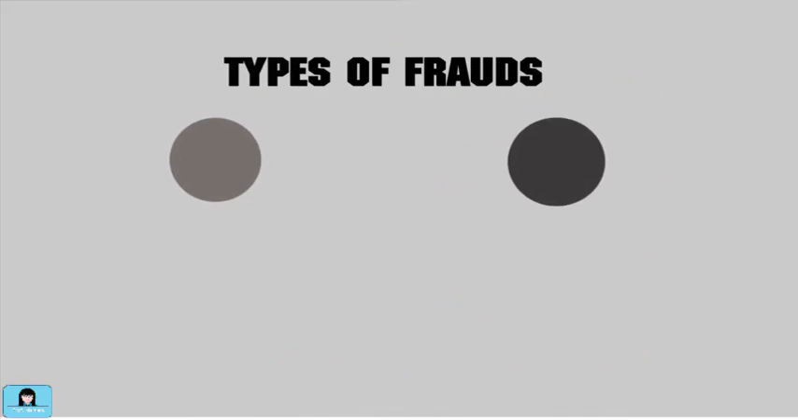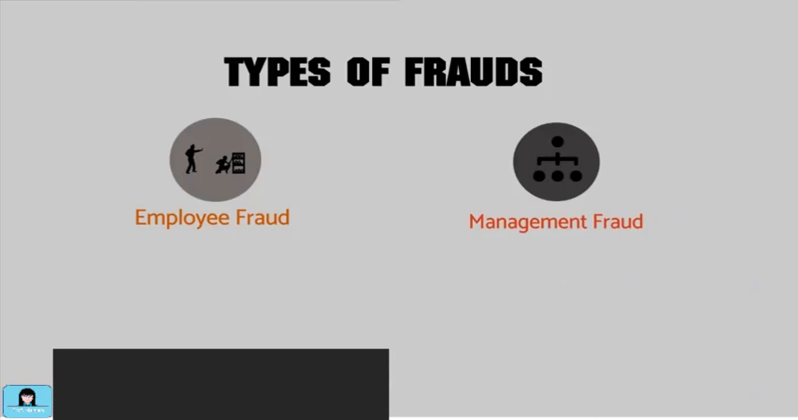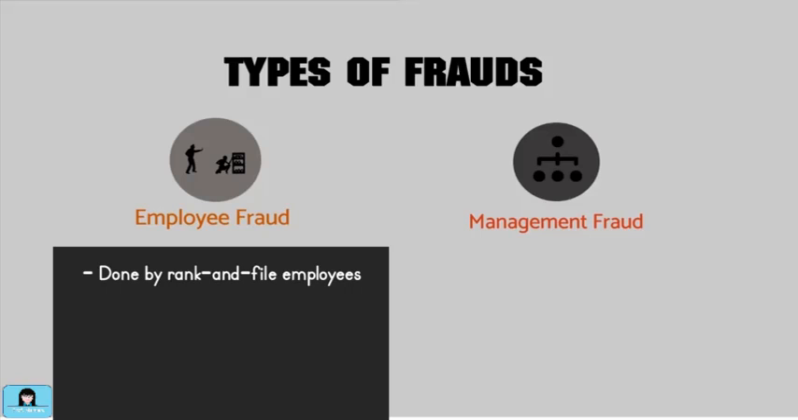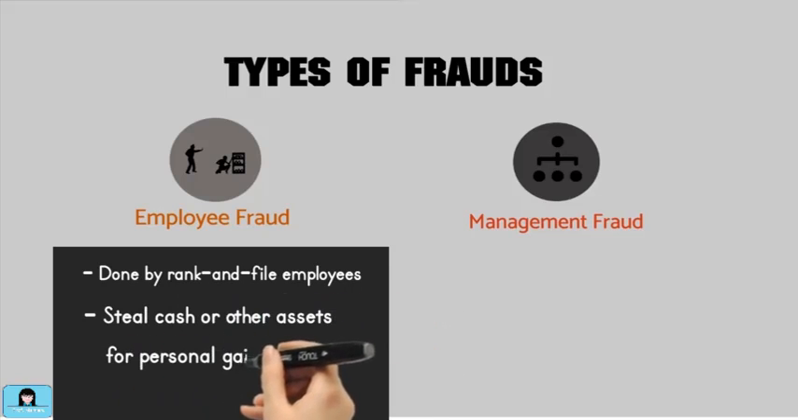There are two types of fraud in a business organization: employee fraud and management fraud. Employee fraud, or fraud by non-management employees, is generally designed to directly convert cash or other assets to the employee's personal benefit. Typically, the employee circumvents the company's internal control system for personal gain.